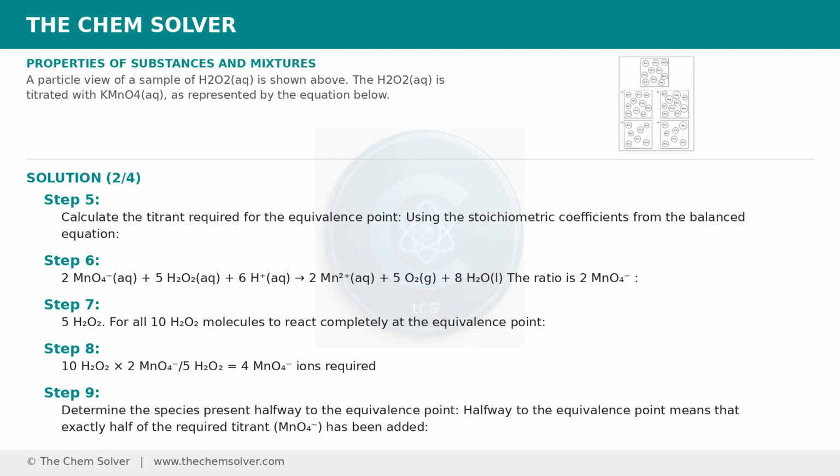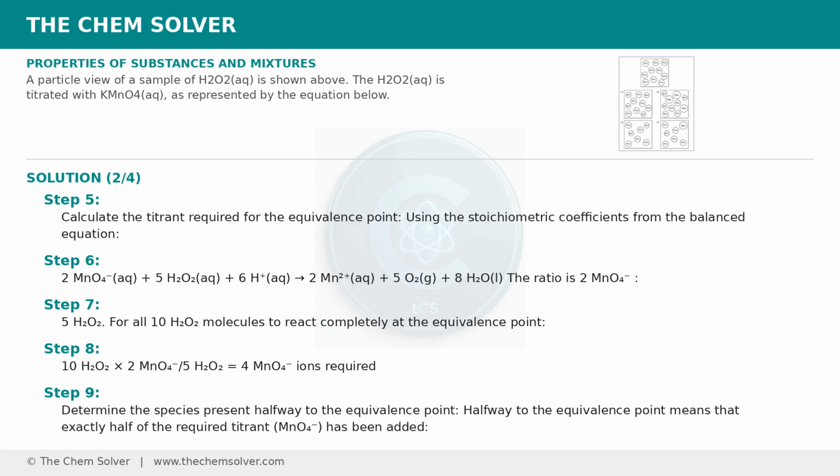Calculate the titrant required for the equivalence point. Using the stoichiometric coefficients from the balanced equation, 2MnO4⁻ + 5H2O2 + 6H⁺ gives 2Mn²⁺ + 5O2 + 8H2O. The ratio is 2MnO4⁻ to 5H2O2.